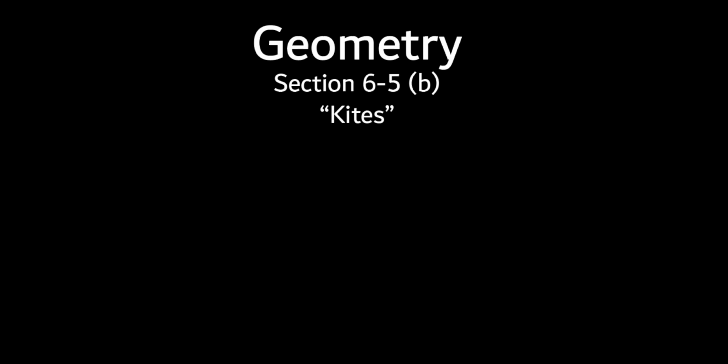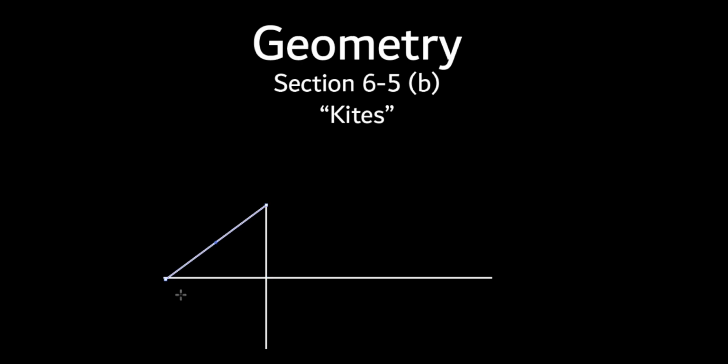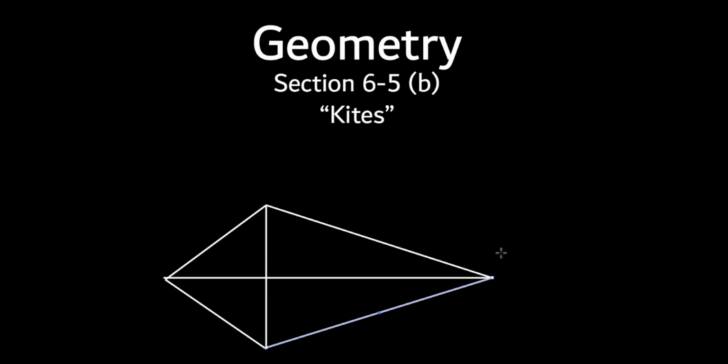All right, so we're going to finish up that lesson, and we did trapezoids on part A. Now we're doing kites. So let's draw a kite. I'm going to go like this. Let me make it about like that. Yep. I'm actually going to get rid of some of these lines in a second, but these lines help me draw the kite.